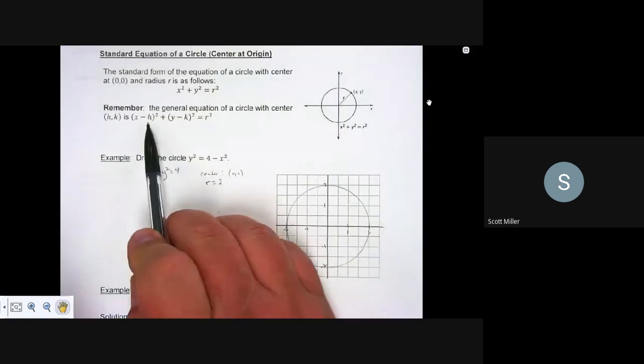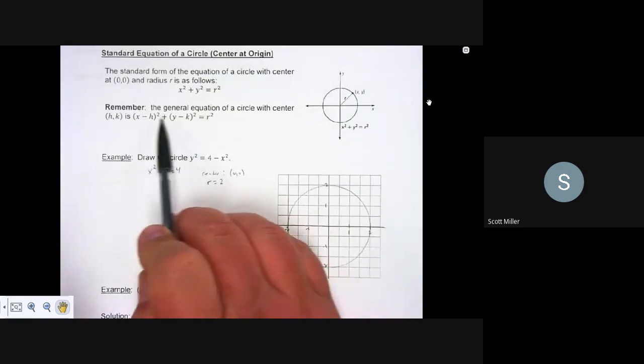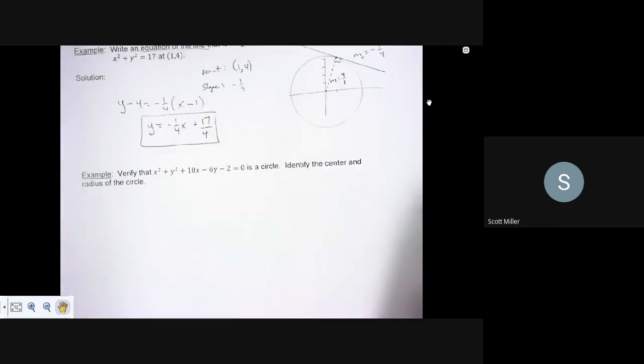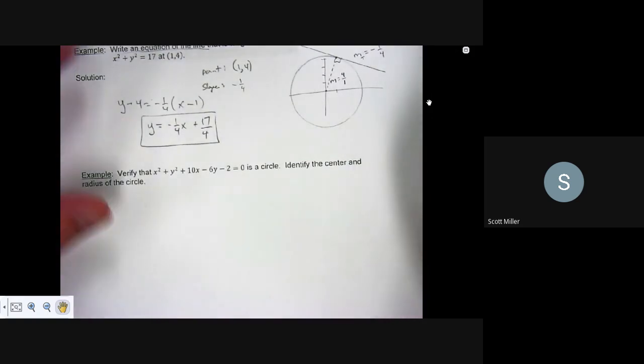To identify the center and the radius, I have to put it into this form. This form shows me the center and the radius. So to put it in this form, I have to do the completing the square process that we talked about the other day. So here it is again.